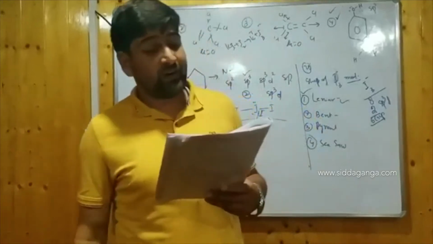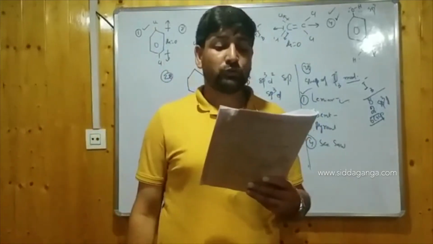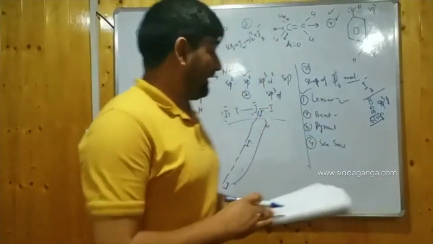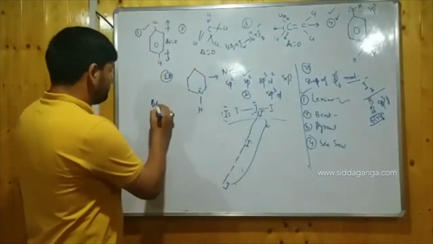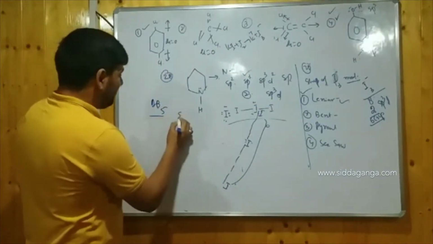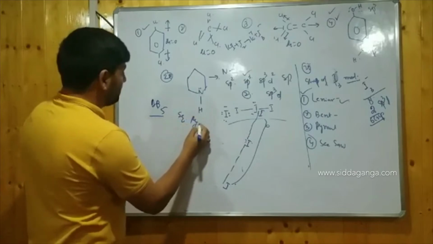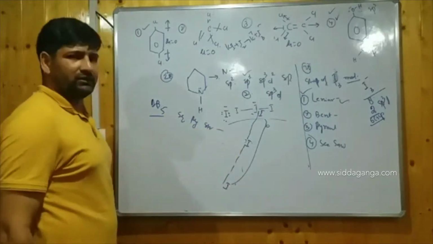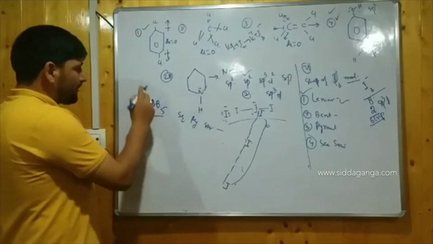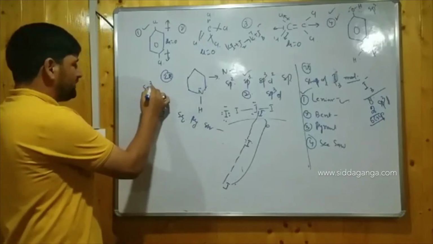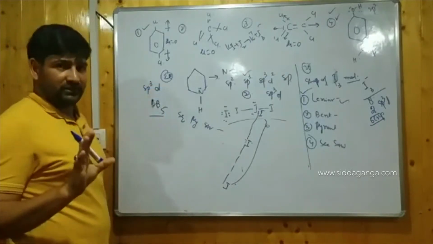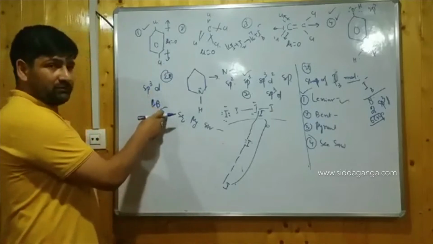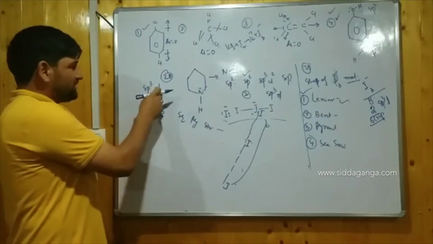Every AB5 molecule does in fact have square pyramidal structure. This is not correct. AB5 means hybridization can be sp3d. Is it clear? How many bonds has it made? 5. So it means sp3d.